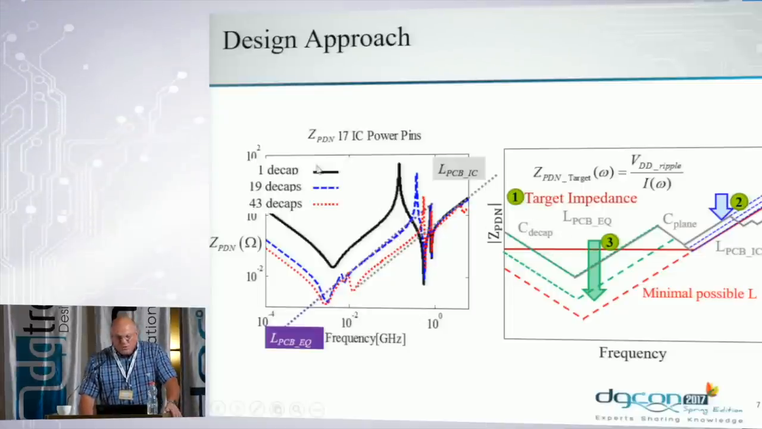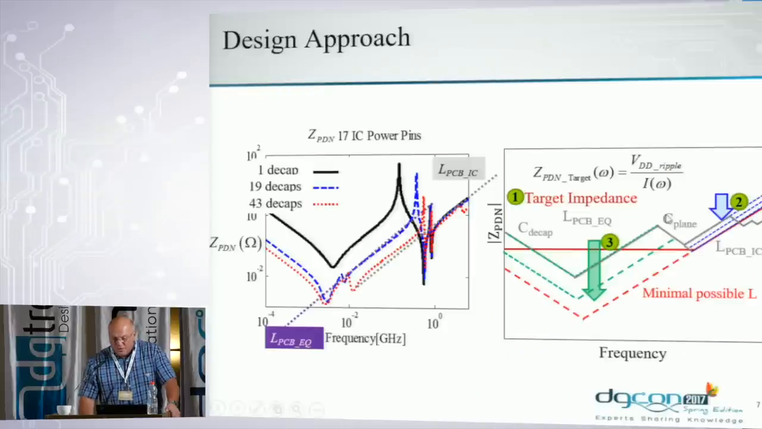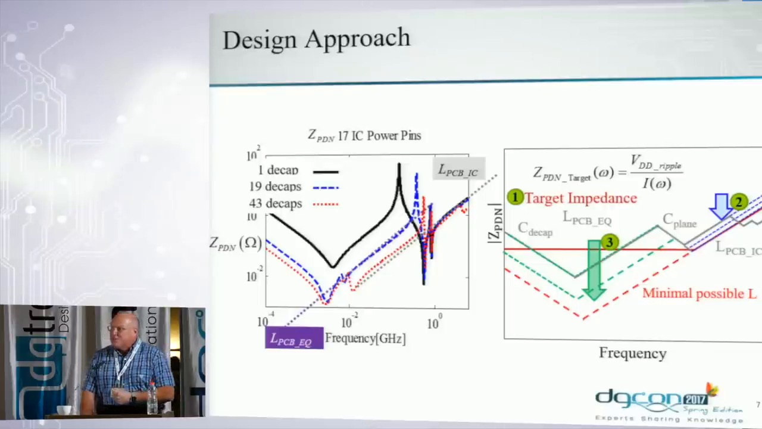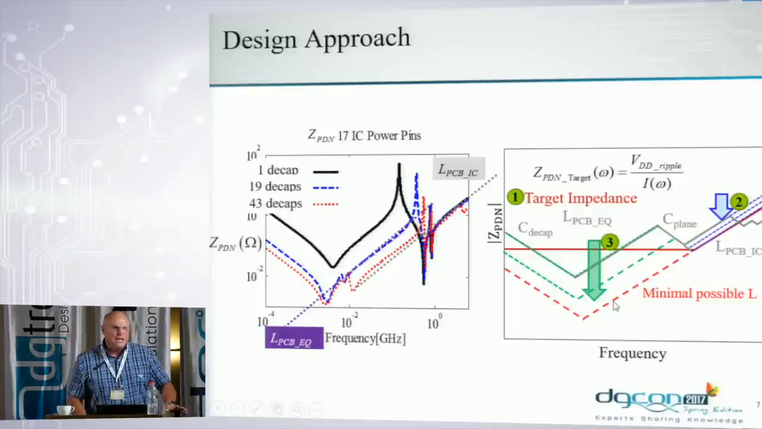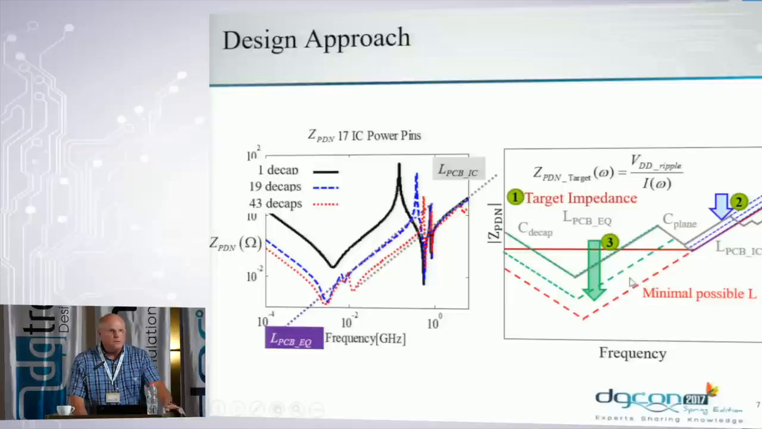So the way this pre-layout design approach is going to work is that we're going to start with this PCB IC piece of the inductance right here. We start with it because even though it manifests itself at a frequency range much higher than where current is drawn from the printed circuit board, if we extend this one down to low frequencies, that is our minimum possible inductance. We can add a bazillion decoupling capacitors, but in the 50 megahertz that we care about, we will never get lower than this inductance.